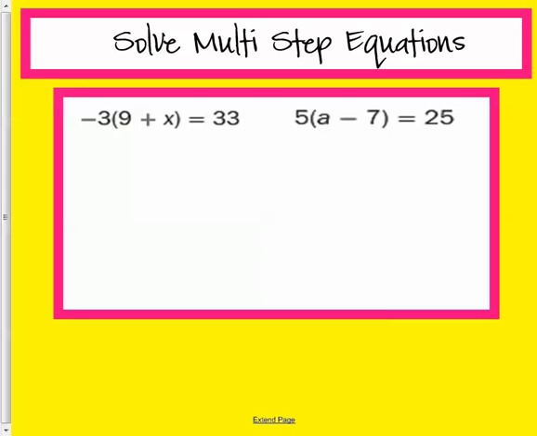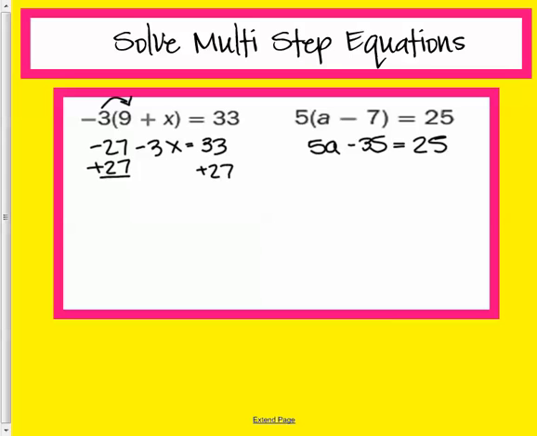Okay, so make sure that you have distributed the -3 to both sides and the 5 to both sides. So in this case, I get -27 minus 3x equaling 33. I'm going to combine my like terms by adding the 27 to both sides so I can get that -3x alone, and this equals 60. Now I need to get x alone, so I'm going to divide by a -3. And so when I divide, I get x equaling a -20.